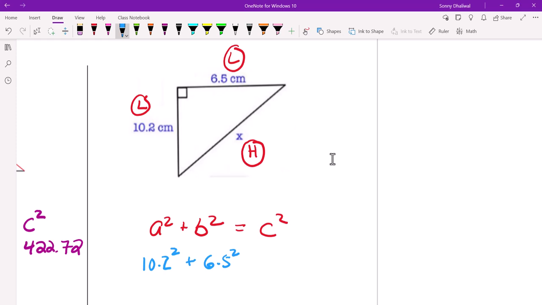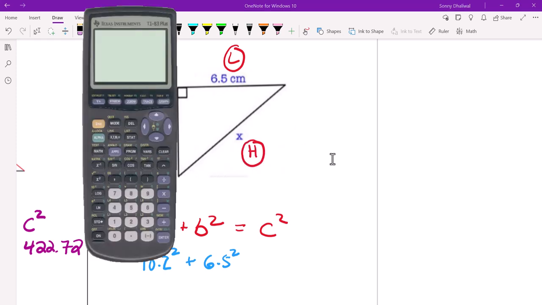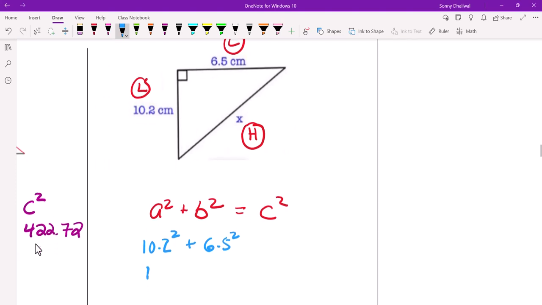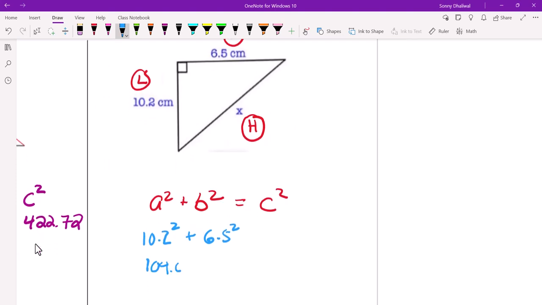So, what's wrong? What do you have for 10.2 squared? 104.04? The answer is 150. What's 10.2 squared? What was it again, Cashel? 104.04. All right. What's 6.5 squared?